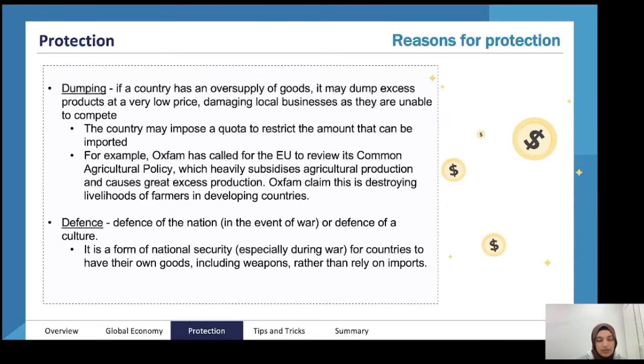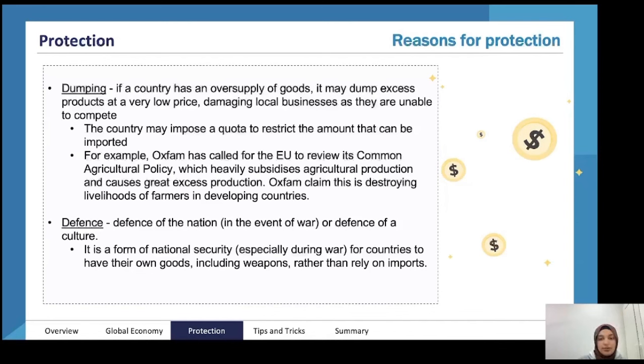We then have dumping, which is when a country has an oversupply of goods, a surplus, and may decide to dump the excess products at a very low price, damaging local businesses as they are unable to compete. So the country may impose a quota to restrict the amount that can be imported. For example, Oxfam has called for the EU to review its common agricultural policy, which heavily subsidizes agricultural production and causes great excess production. Oxfam claims that this is destroying livelihoods of farmers in developing countries.